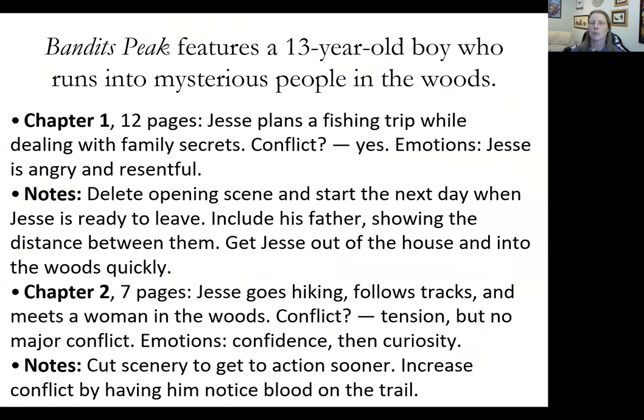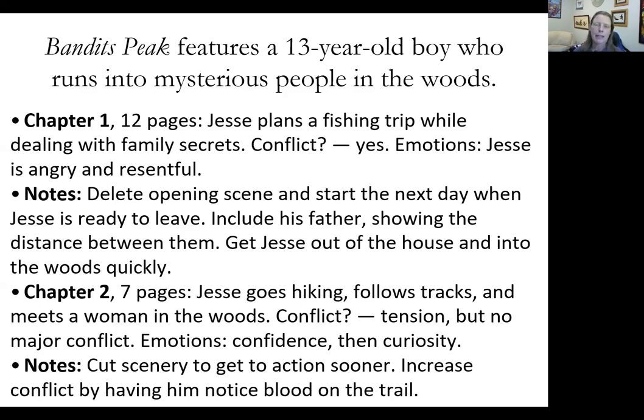So, as a quick example, Bandit's Peak is a middle grade novel I wrote featuring a 13-year-old boy who runs into mysterious people in the woods. After writing it, I thought I had a pretty good manuscript, but I wasn't finding a publisher for it. So, I did this kind of reverse outline looking at what I actually had in the book. Chapter 1 was 12 pages long. That was kind of useful for me to know because for novels for this age, I usually keep chapters shorter.